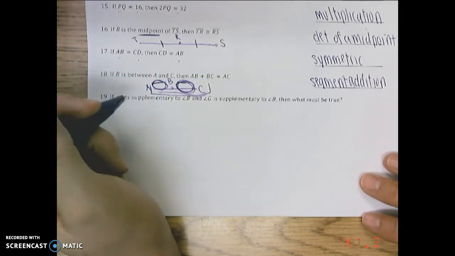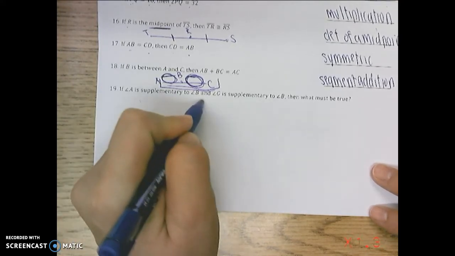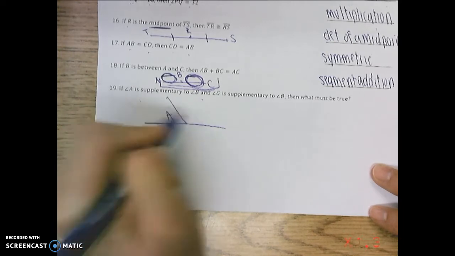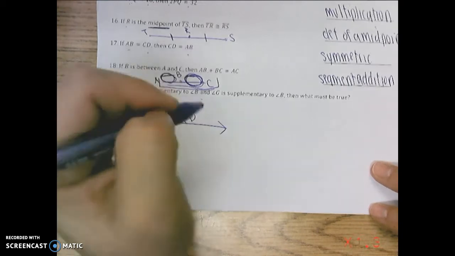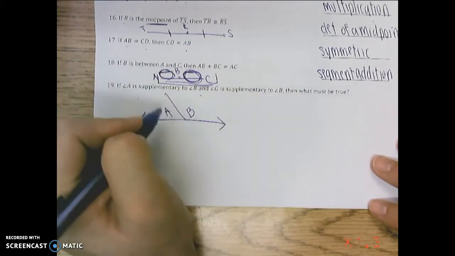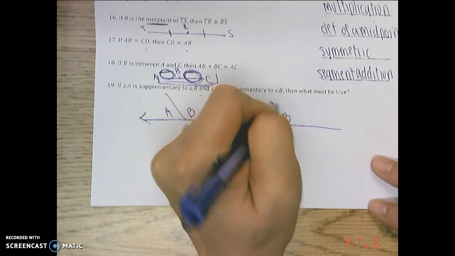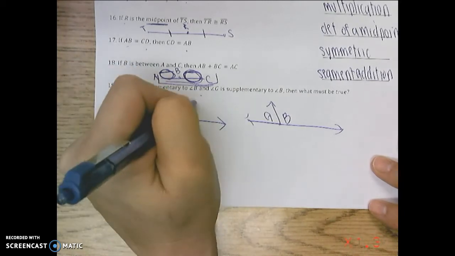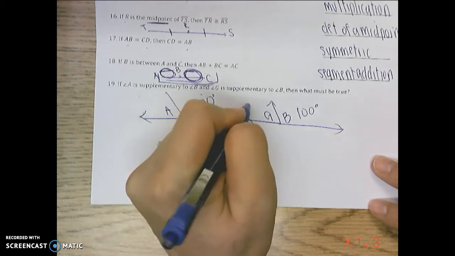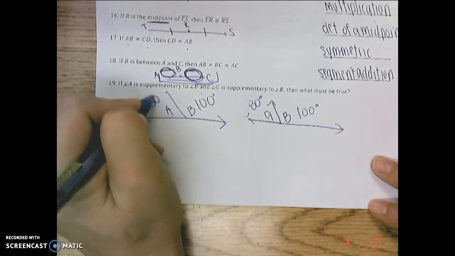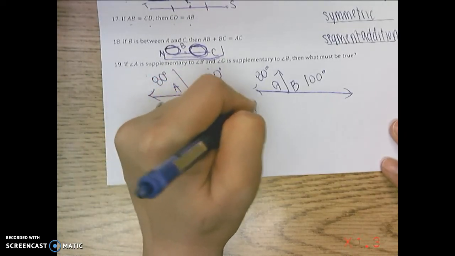All right, so if A is supplementary to B, so A and B, they form a straight line, and G is also supplementary to B, then what must be true? So here's G, supplementary also to B. B is still the same measure. Let's say B was 100. Then G has to be 80, and A has to be 80, which means they'd be congruent supplements.